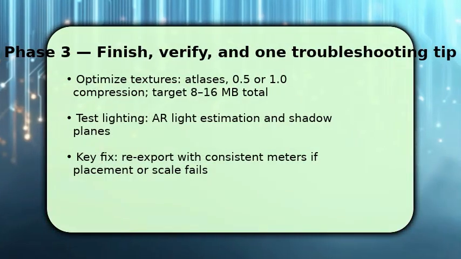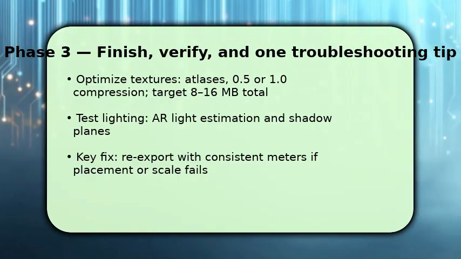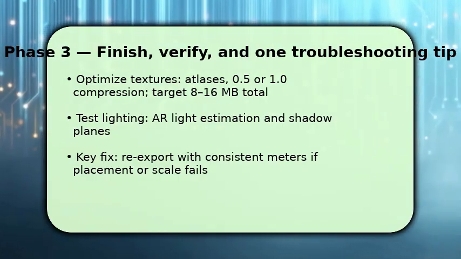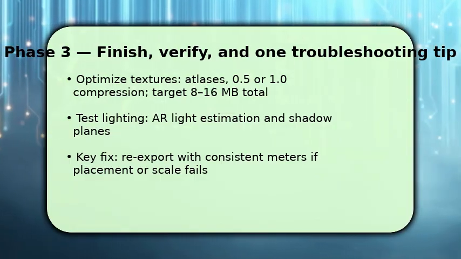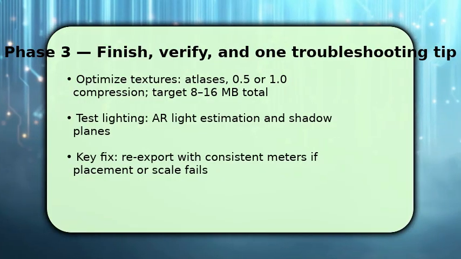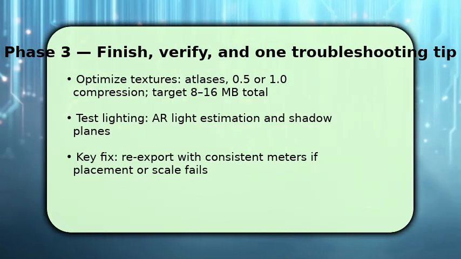Finish by optimizing and deploying. This is about polish and resilience. Create texture atlases and use 0.5 or 1.0 compression to hit an 8 to 16 MB budget for mobile, compress meshes and set LODs. Enable AR light estimation and add subtle shadow planes so the piece sits in the world.